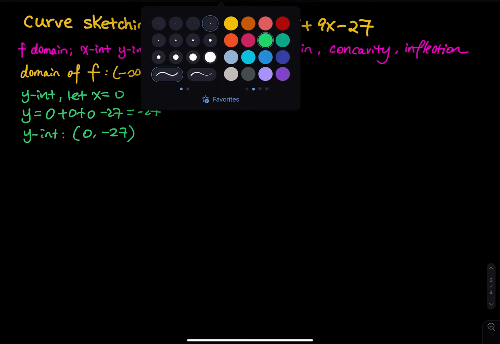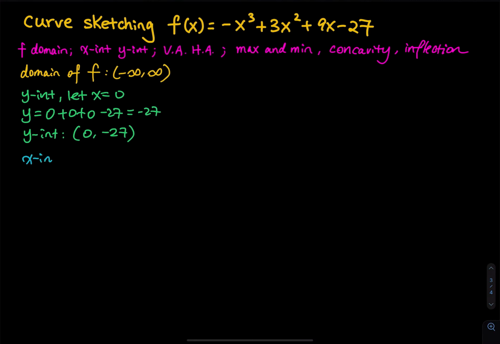And then the x-intercept. This time you let y equal 0 and solve for x. So when y equals 0, you have 0 equals negative x to the third plus 3x squared plus 9x minus 27. Since we have four terms in this third degree polynomial, we will do factor by groups.